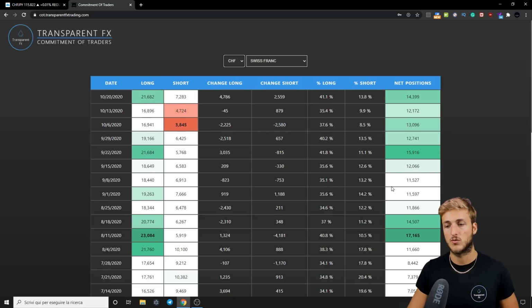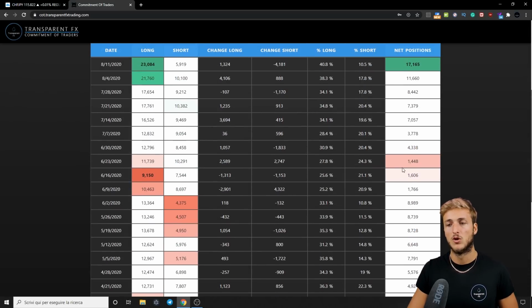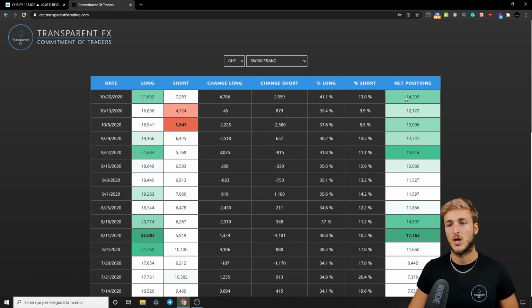Now on the CHF, what we can see is that in the long term, we went from having 1.4K net positions all the way up to having 14K net positions that we currently have. In fact, with the last report, we can see that hedge funds opened 2.5K shorts. However, at the same time, they opened a lot more longs. In fact, they opened 4.7K long positions, bringing the longs at 21K and the shorts only at 7.2K.